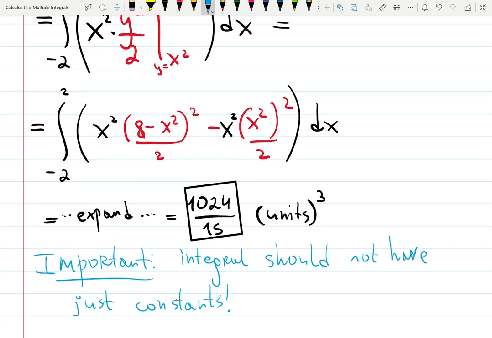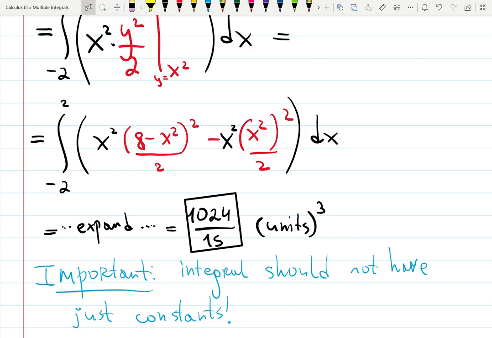Oh, Professor? Yes. Will our end answer ever have a variable in it? For area? It should. Like instead of 1024, have 1024x over 15? Good question. The complicated answer, yes, of course.